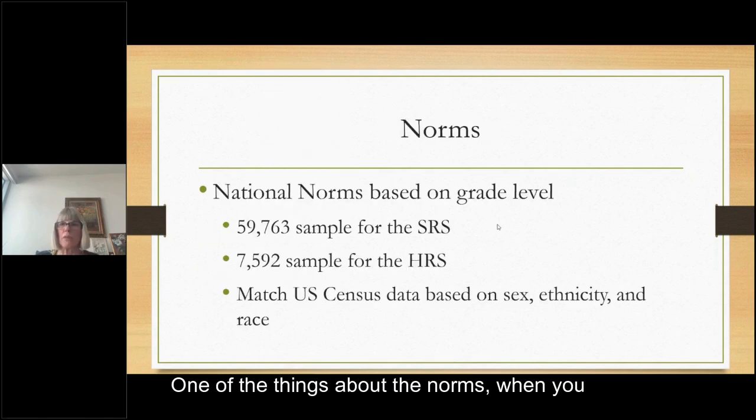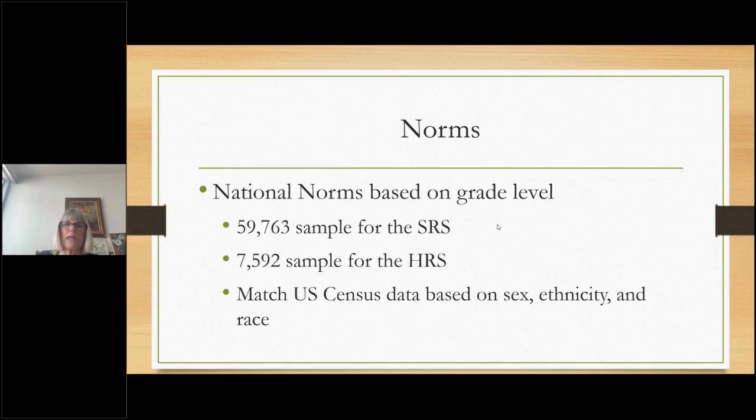One of the things about norms, let's first talk about the norms for the SIGS-2. As we mentioned, it's a nationally representative sample with really big sample sizes. So you rate a student, and let's say it's a 32 out of 40. I'm going to see where my 32 falls in comparison to the students in that nationally representative sample.